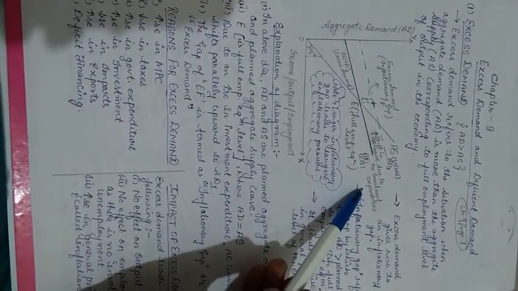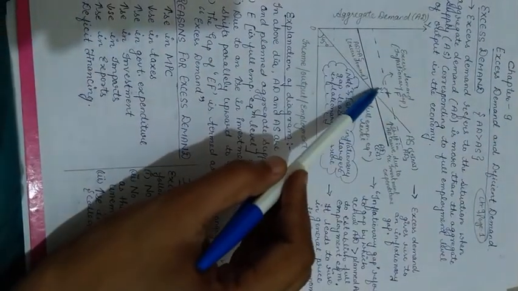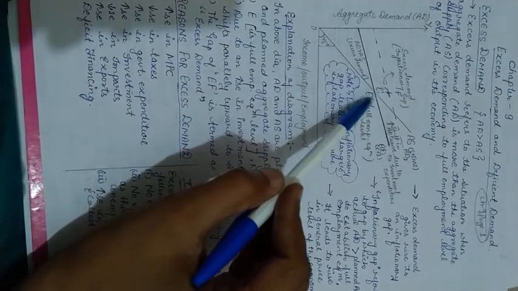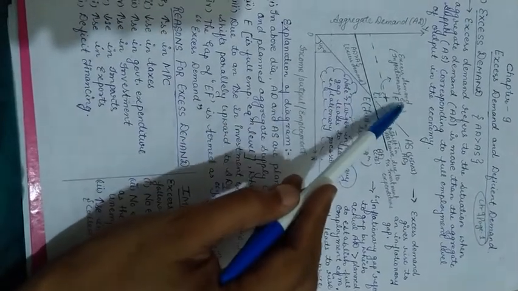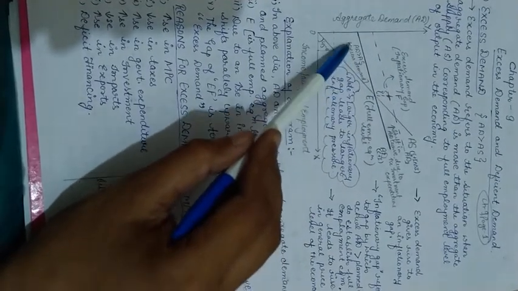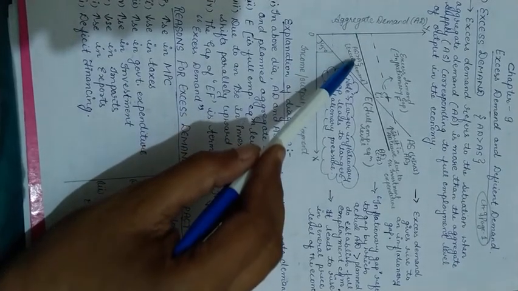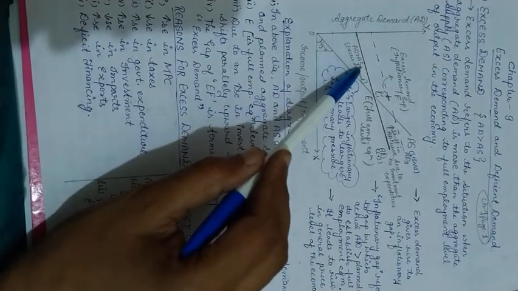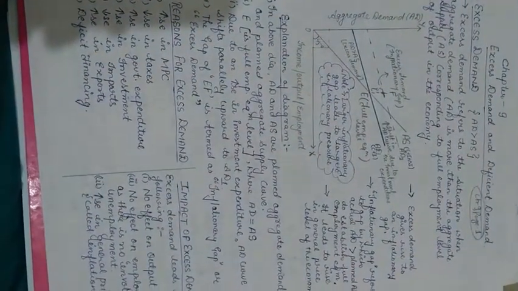So what is the main effect? Excess demand gives rise to inflationary gap. This gap from this point to this point, E to F, is called your inflationary gap. That is your excess demand, and at excess demand your AD curve is greater than AS, and it is the point below the equilibrium level.